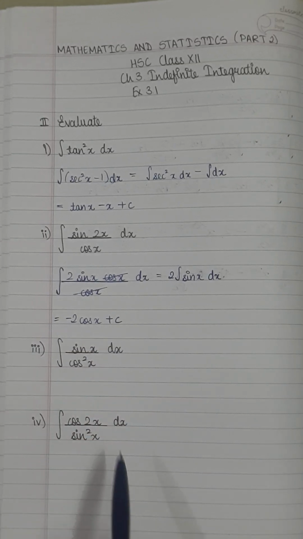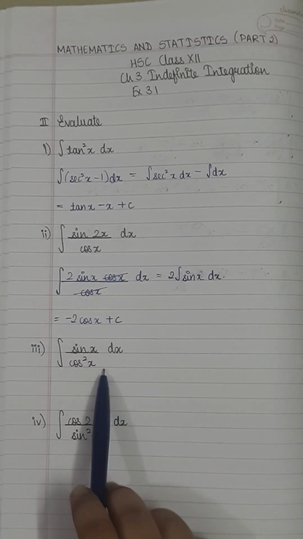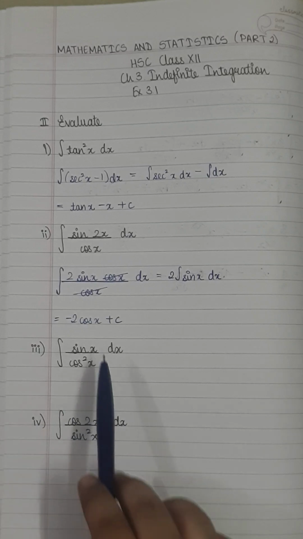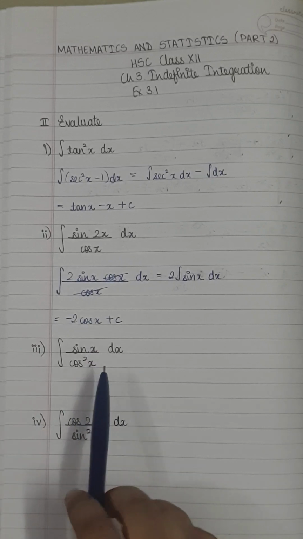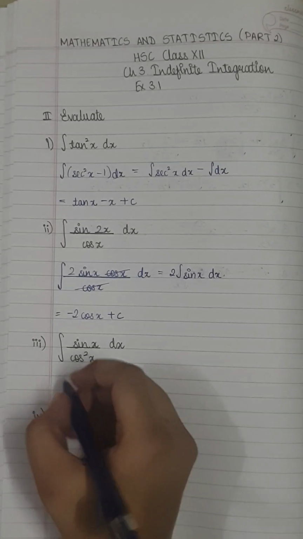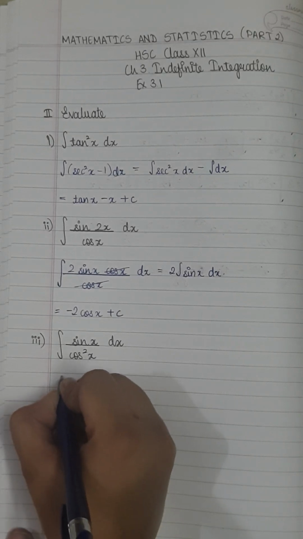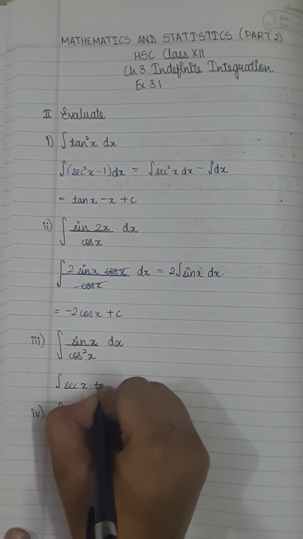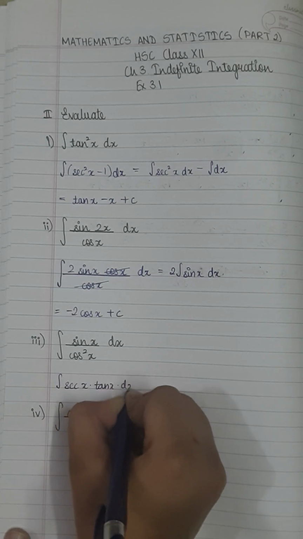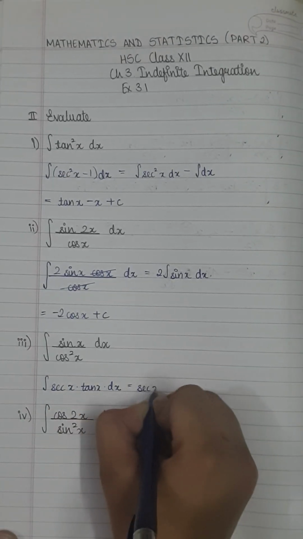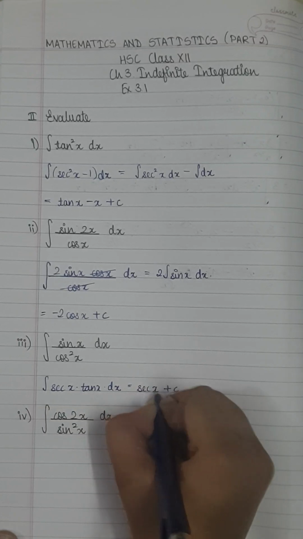Okay, moving on. Sin x by cos square x. You can write this as sin x by cos x and take the other cos x up. So sin x by cos x is tan x, and taking the other cos x up, you have sec x. So it becomes integration of sec x tan x dx. The integration of sec x tan x is sec x. So it is equal to sec x plus c.